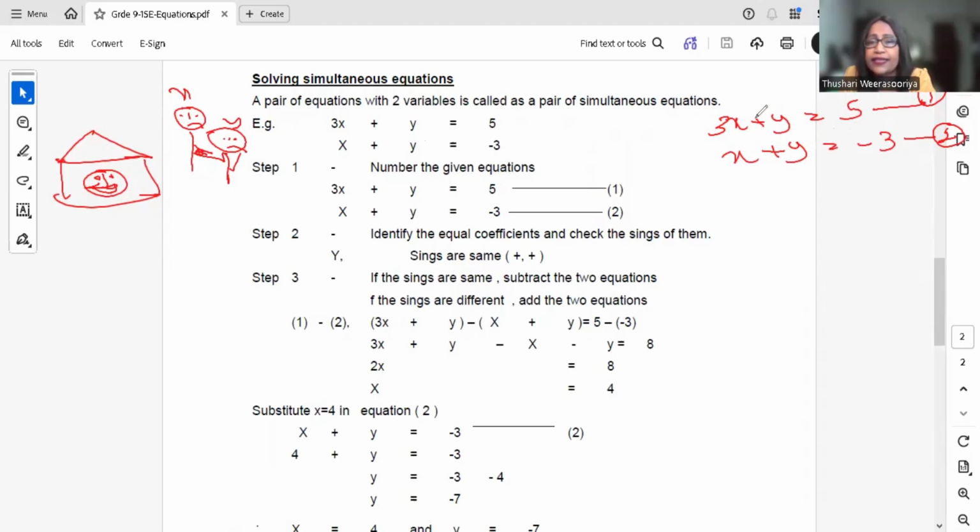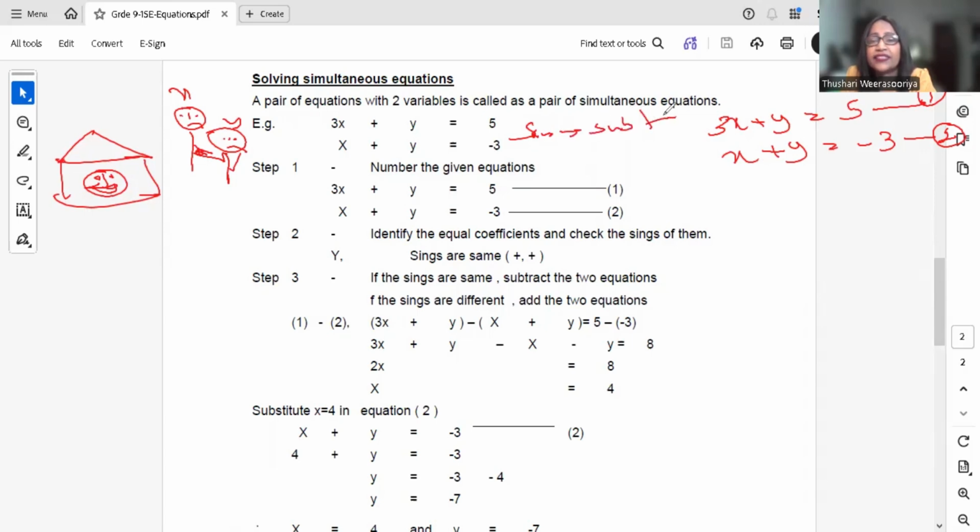right? Check the coefficients. What are coefficients? The front number. What is the coefficient of x? 3. And 1 for y. Here x 1 and y 1. Now which letter has equal coefficients? y has 1, 1. I am going to remove y. To remove y, plus plus, the signs are the same.